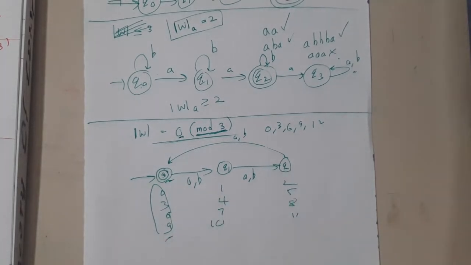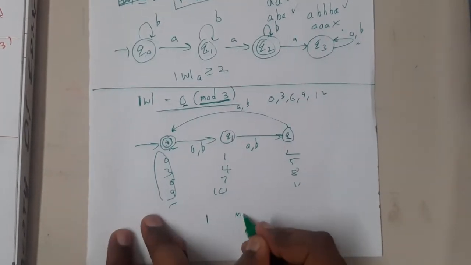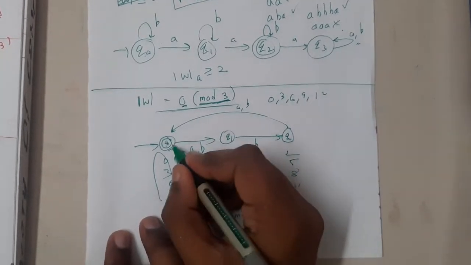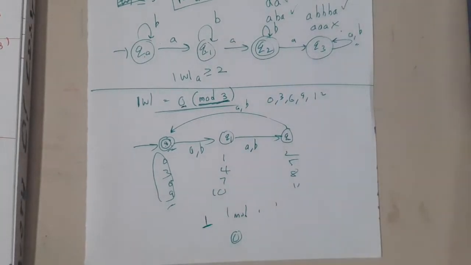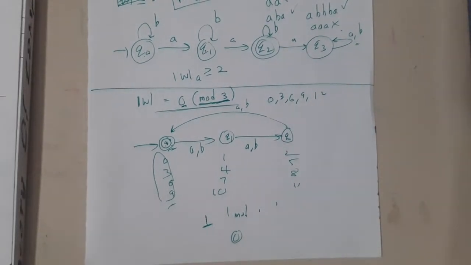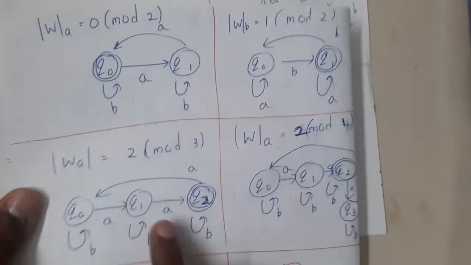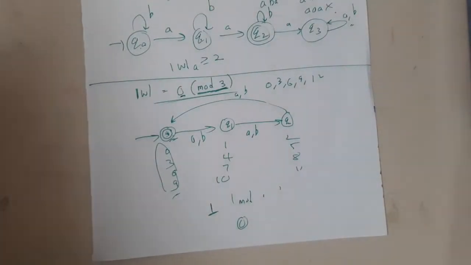Got it? So assume that in the question, instead of 0, he gave 1 mod 3. What you will do is, instead of making this a final state, you will make the middle one the final state because it is 1 mod 3. So now you understood, right? So how exactly we are solving it? These questions are a bit popular, guys, so that is the reason why I am covering them. In the same way, you can try 0 mod 2, 1 mod 2, 2 mod 3, 2 mod 4. I think everyone can try it, right?